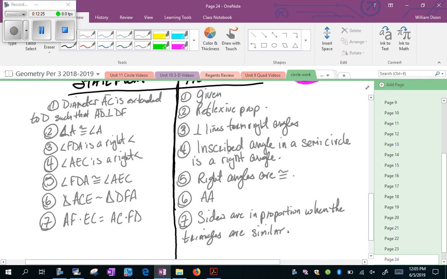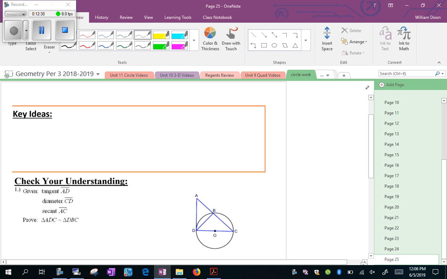All right, cool. So what I want you to do, obviously, is some key ideas and the check your understanding proof, which is pretty cool. It's the last one.